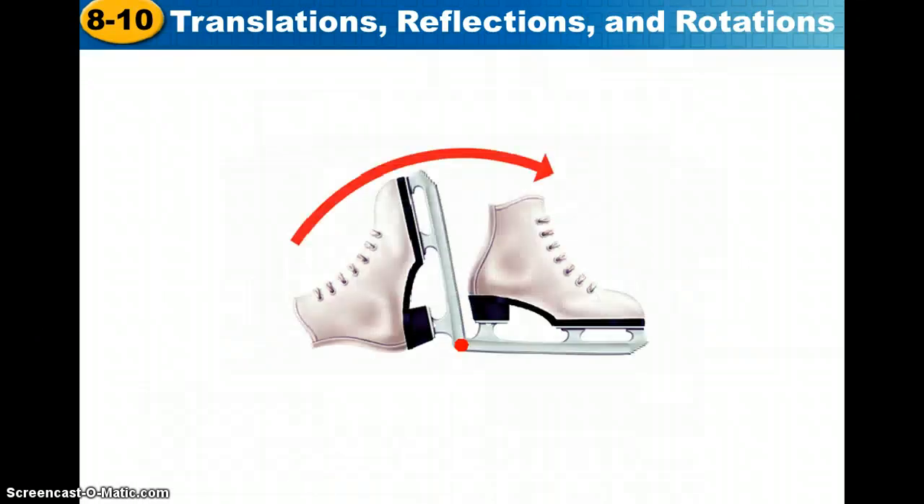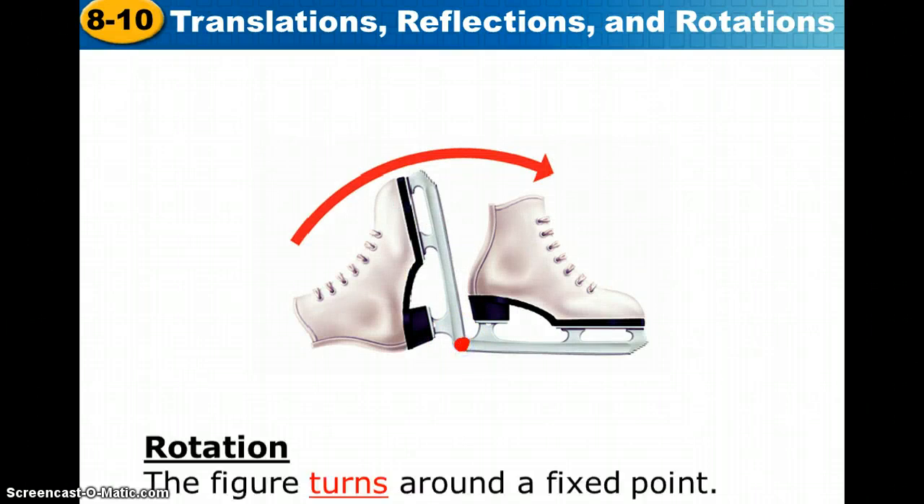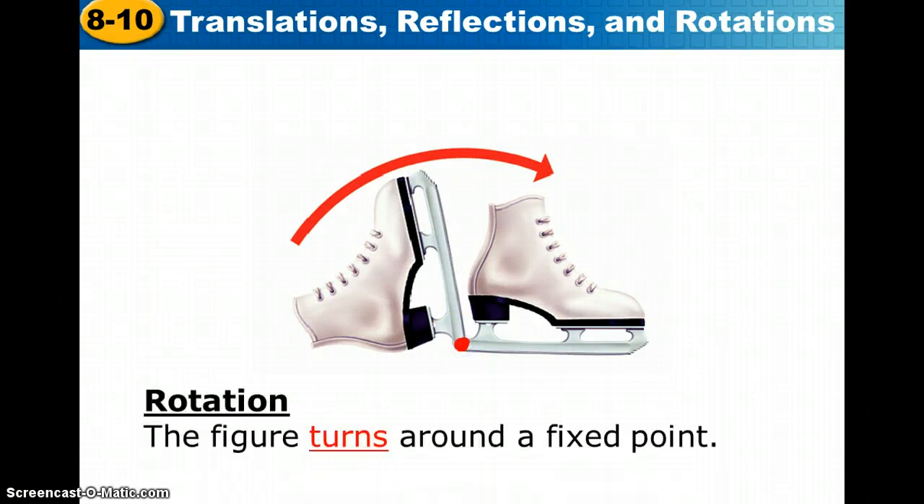This skate did something along this center point here. It did a rotation. It turned around this fixed point. Heel was down on the ground, now it's at a 90-degree angle. Toes were up, now they're on the ground.